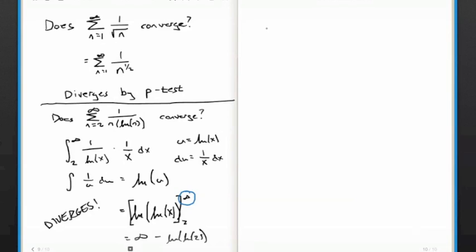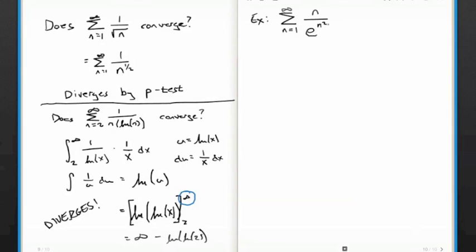Let's do one more. And this will be the last one. Remember, one of our questions is, does it converge? The other question is, what is the sum? So let's look at a final example for the day. And that final example is the sum from n equals 1, and you guessed it, to infinity of n over e to the n squared.